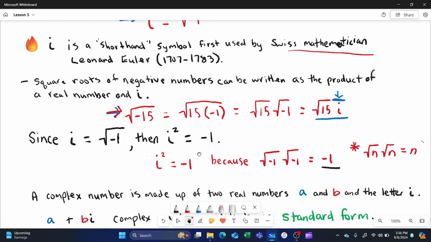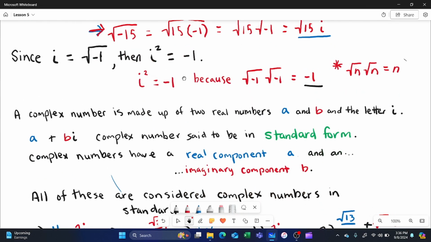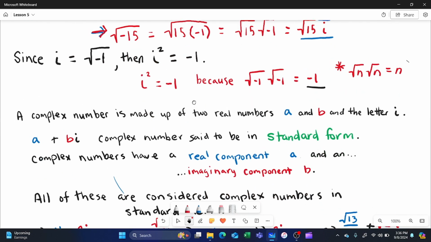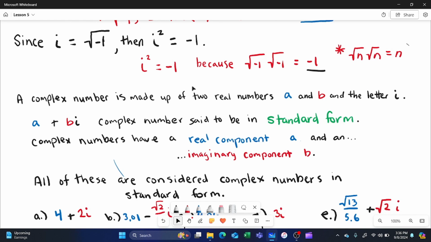All right, since i is equal to the square root of negative 1, then i squared is equal to negative 1, because remember our rule: anything square rooted times itself will be itself with the square root gone. So i squared equals negative 1 because the square root of negative 1 times the square root of negative 1 equals, you guessed it, negative 1.